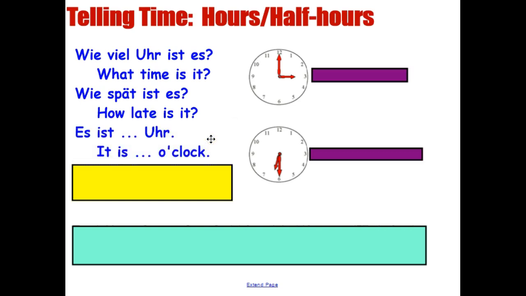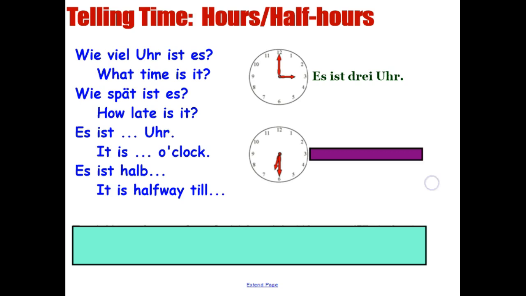For hours, we use the sentence Es ist Uhr, for it is o'clock. For example, Es ist 3 Uhr. It is 3 o'clock. Es ist halb is literally it is halfway till, which is used for half hours. Es ist halb sieben. It's very important to note that it is halfway till the next hour. So 6:30, it is halfway to 7. Es ist halb sieben.